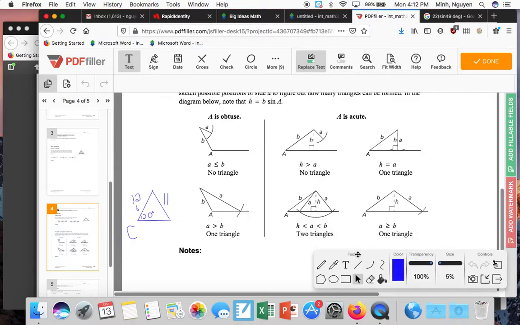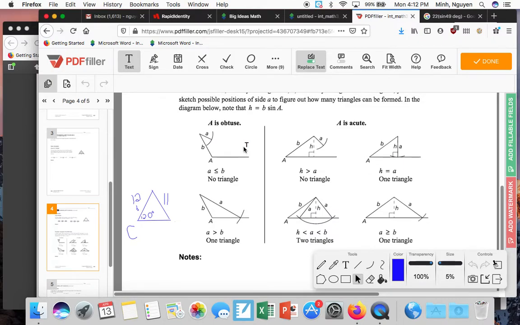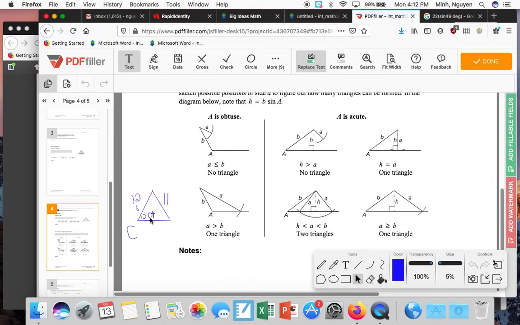Let's look. The angle A is obtuse. When it says angle A, it's not referring to angle A as in, if this is B, then B is right here and angle A is right here. No, it's just saying whatever angle you're given. And in this case, we're given C. So we look at C and say, okay, 120 degrees is obtuse. So it's one of these.